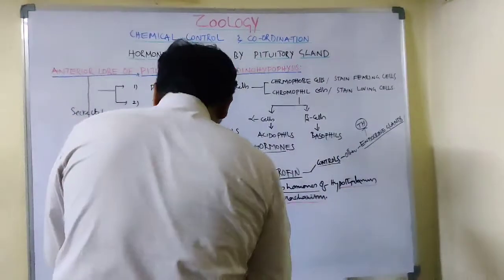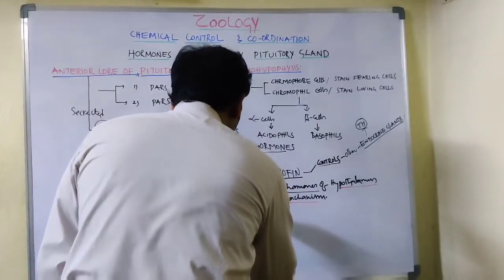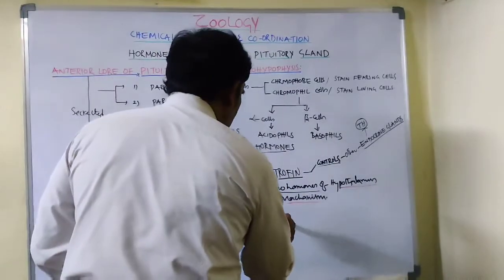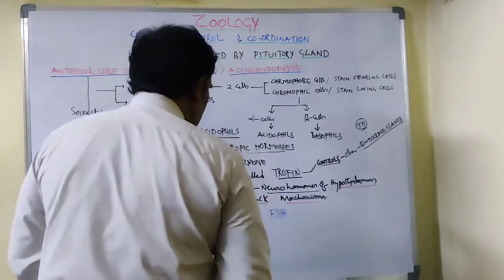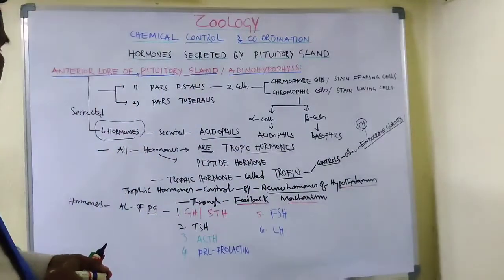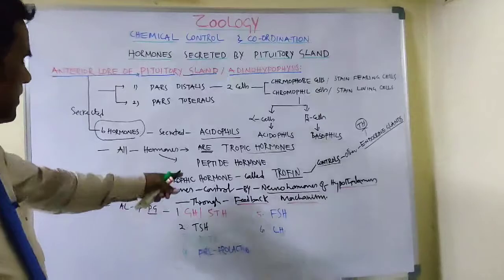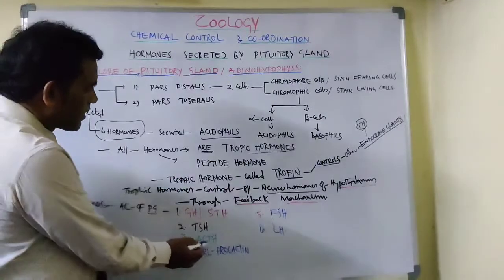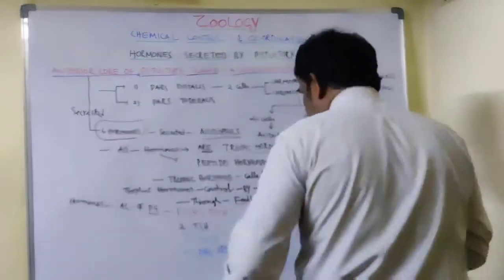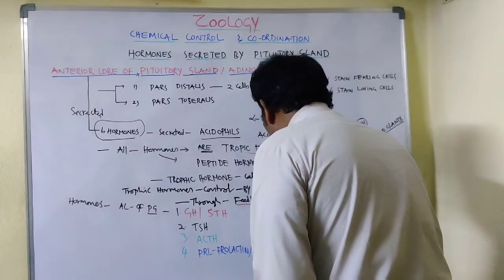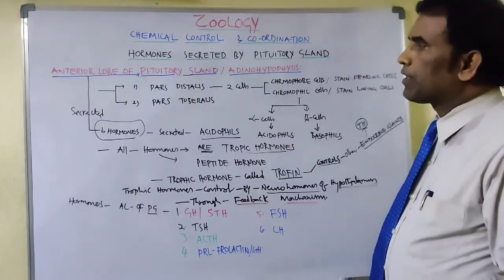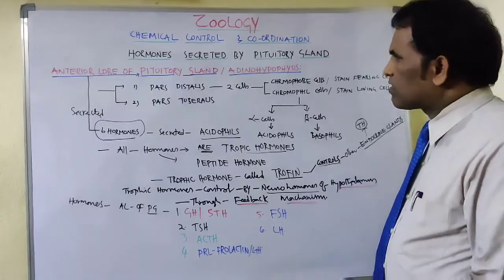And number five is FSH, follicle stimulating hormone. The last one is LH, luteinizing hormone. So the anterior lobe of the pituitary gland secretes 6 hormones: growth hormone, thyroid stimulating hormone, adrenocorticotropic hormone, prolactin, also called LTH, follicle stimulating hormone, and luteinizing hormone. I hope you all understand this.